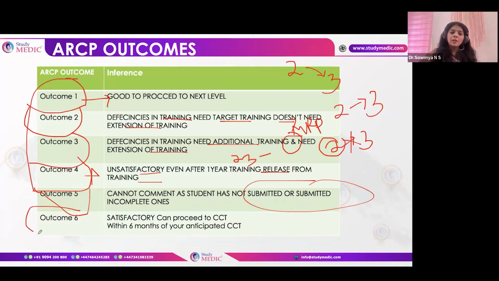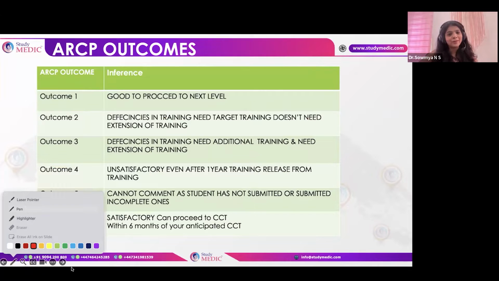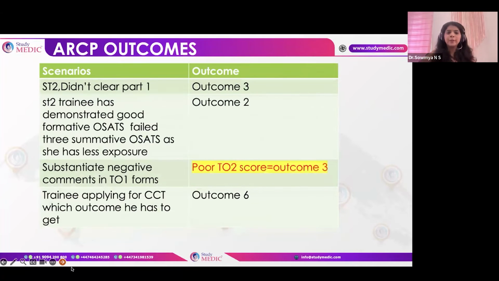Next, outcome 6 is a very satisfactory one. So you can proceed to CCT, that is certification of completion of training. After that, you are a consultant. Okay, guys, this is a very important slide because you would be getting questions on this. Hope it is helpful.